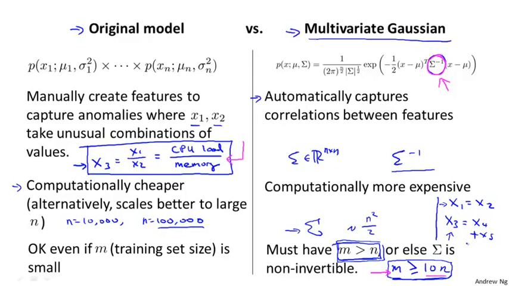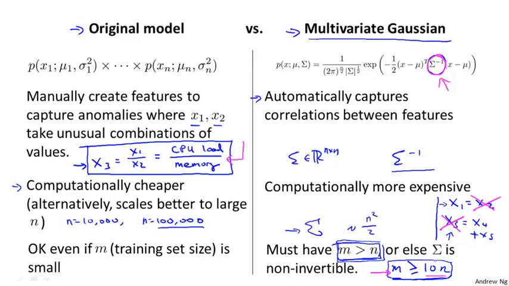But in case you implement a multivariate Gaussian model and you find that sigma is non-invertible, what I would do is first make sure that m is quite a bit bigger than n. And if it is, then the second thing I do is just check for redundant features. So if you have two features that are equal, just get rid of one of them. Or if you have redundant features like these, x3 equals x4 plus x5, just get rid of the redundant feature, and then it should work fine again.